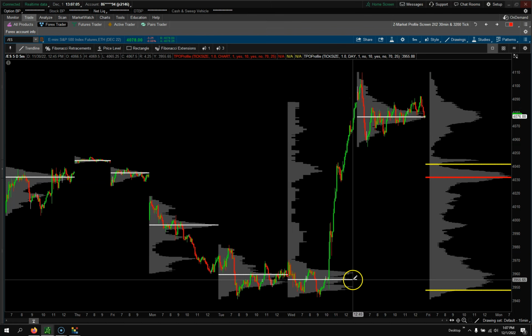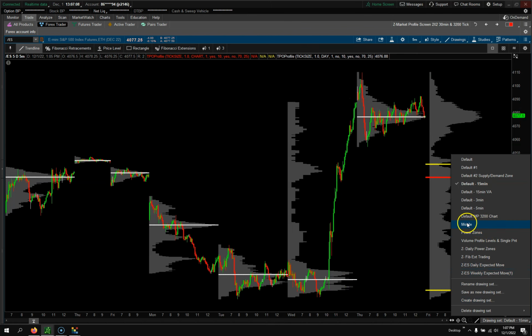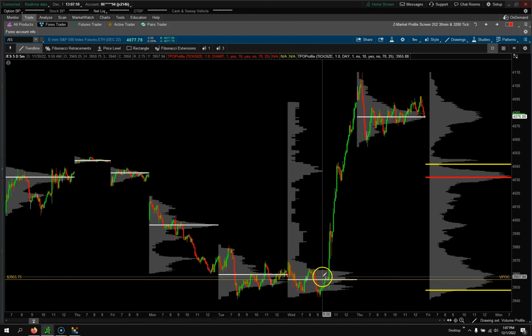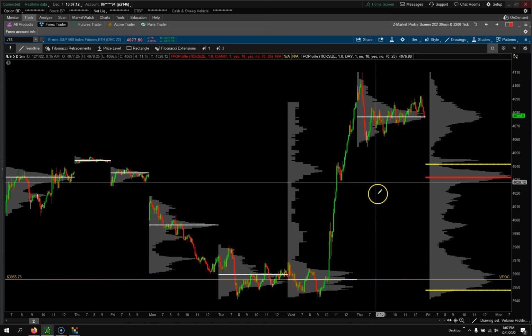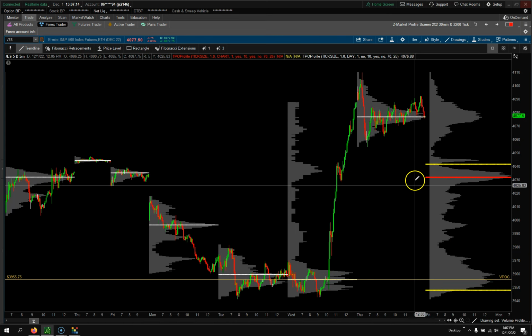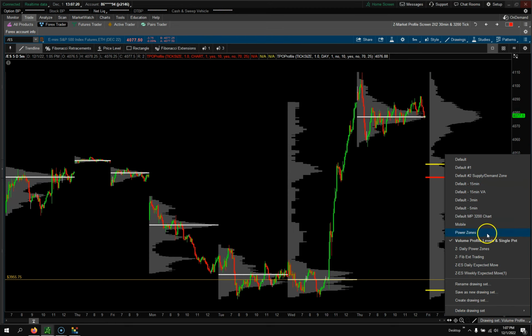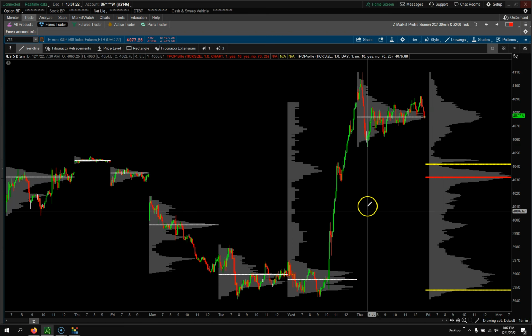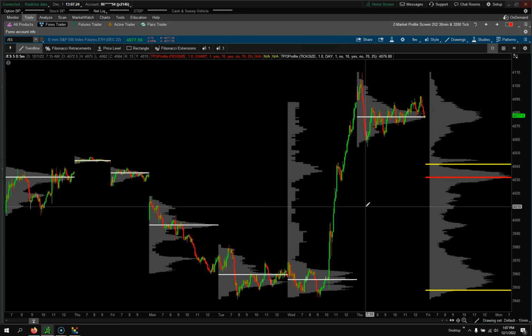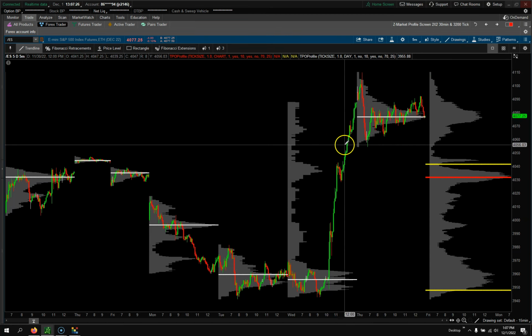That's done. The only thing we really have down here is, if you see, our point of control, right? This has not been touched. So price needs to come all the way back down to touch this, and then it could be taken off the chart. So this may be up here for a couple days, couple weeks, couple months, anything like that.